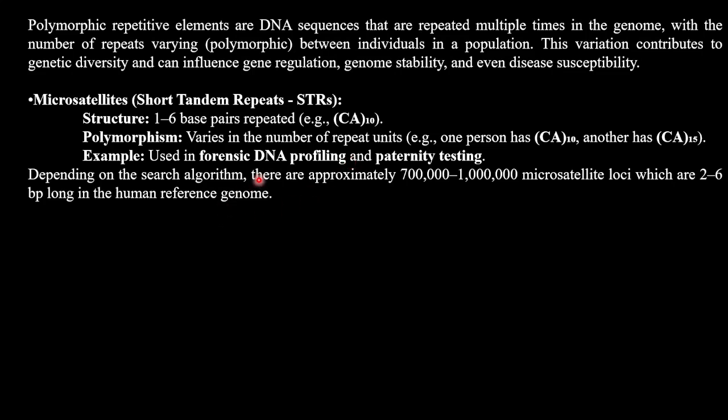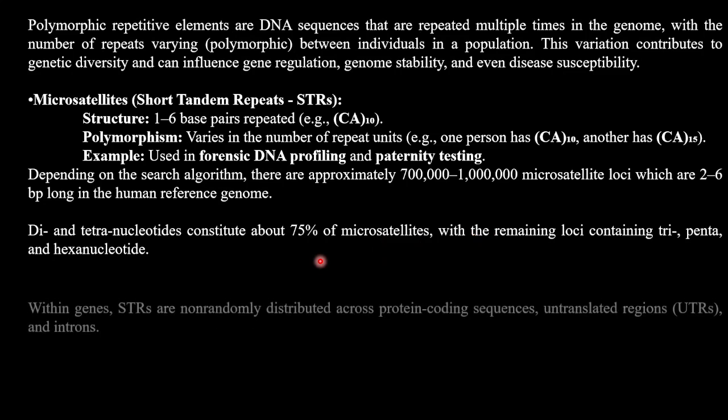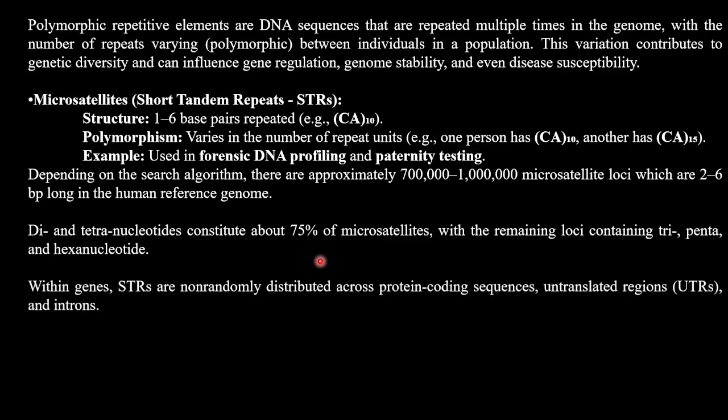Depending on the search algorithm, there are approximately 0.7 to 1 million loci, which are 2 to 6 base pairs long, in the human reference genome. Di and tetranucleotides constitute about 75% of the short tandem repeats, while the remaining tri and others are only 25%. They are non-randomly distributed across protein coding regions, untranslated regions, and the introns.